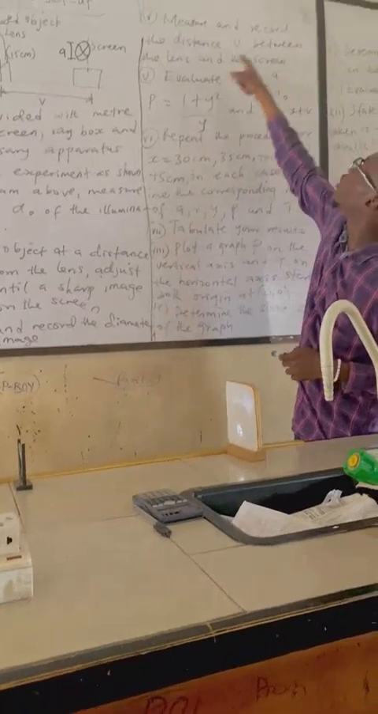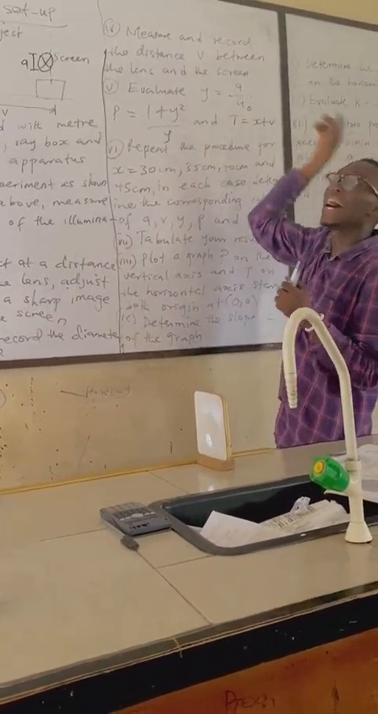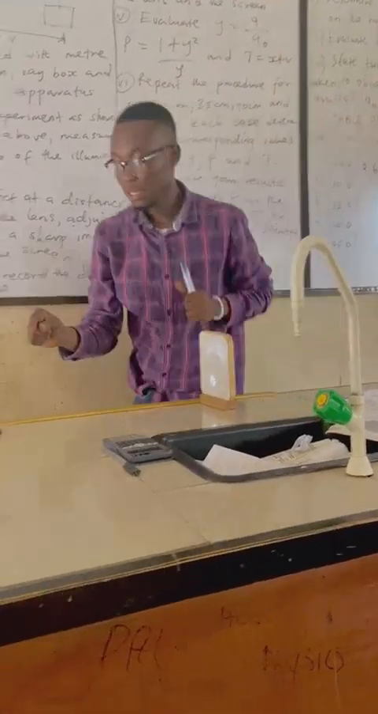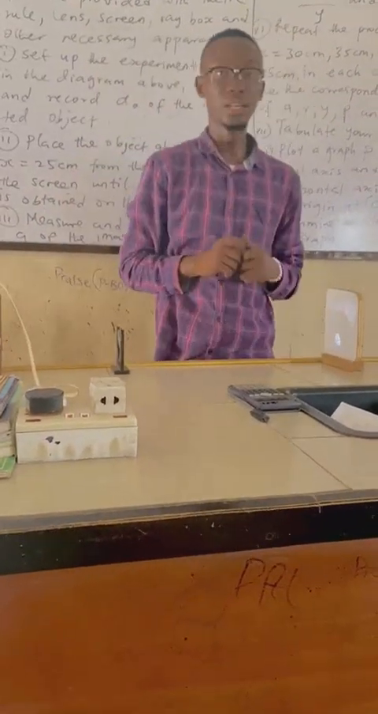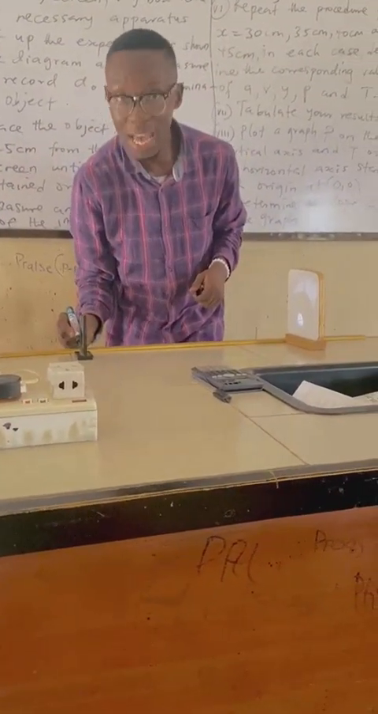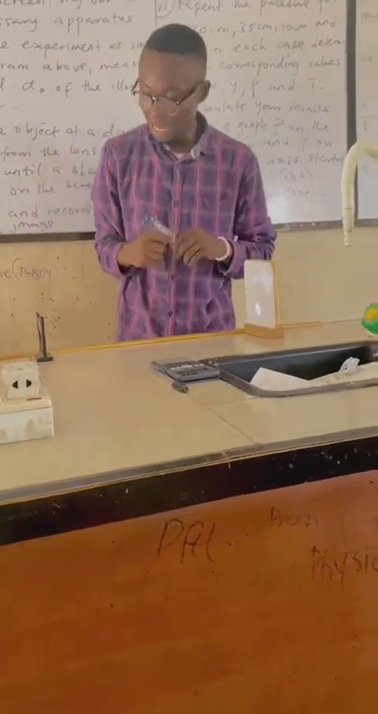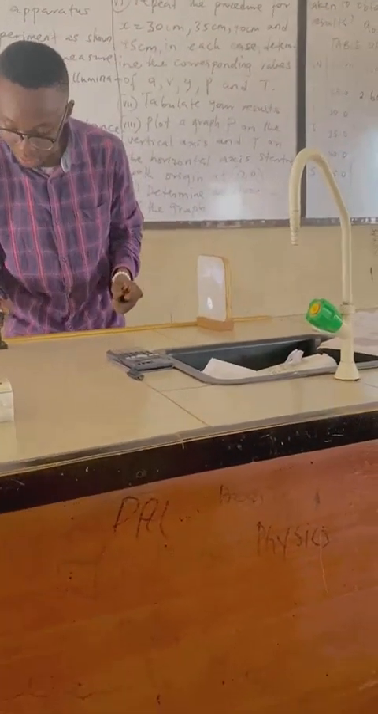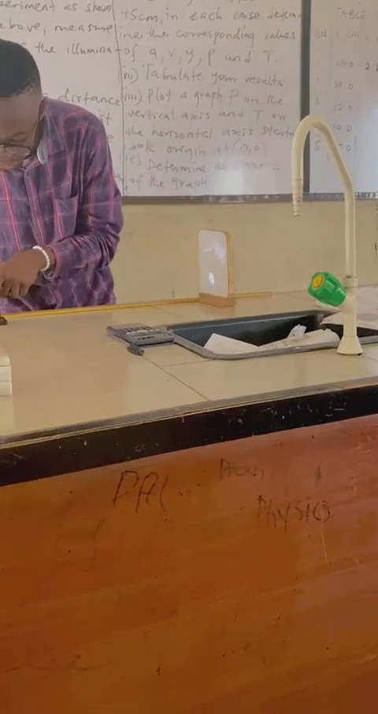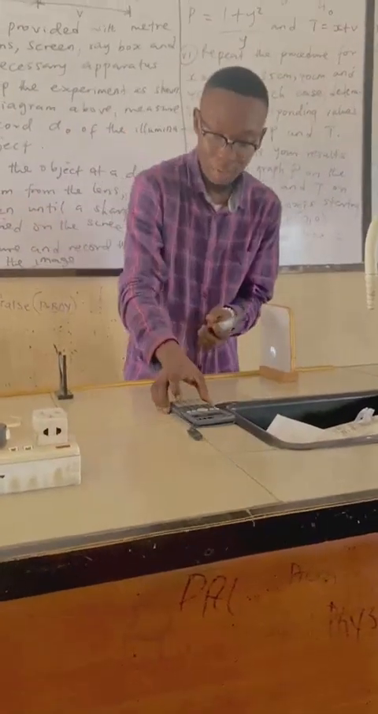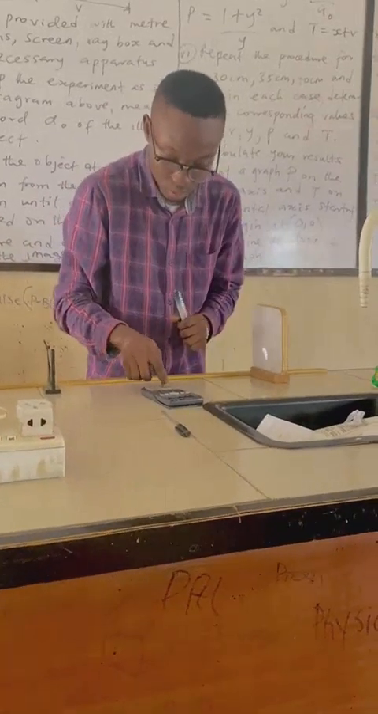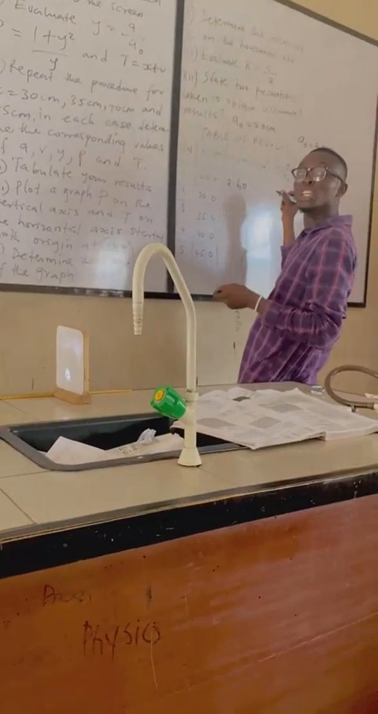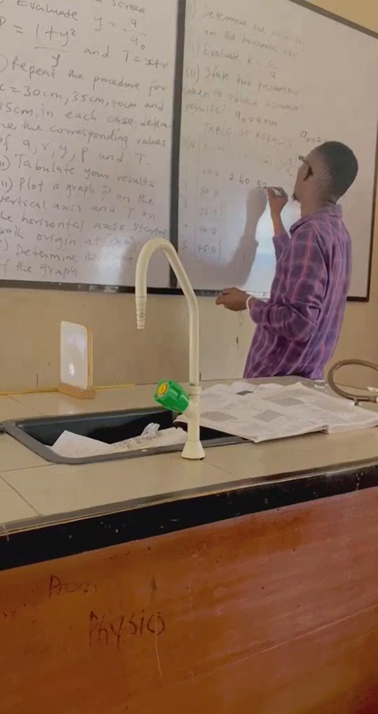Then they said measure and record the distance V between the lens and the screen. The distance V is between the lens and the screen. This is our lens and this is the screen. So I'm going to take note of the distance from here to here, which is from 75 to 23. 75 minus 23 gives 52. So our V here, which is the image distance, is 52.